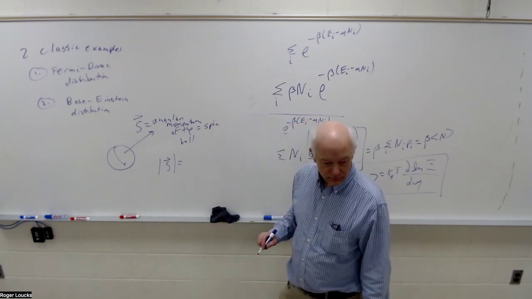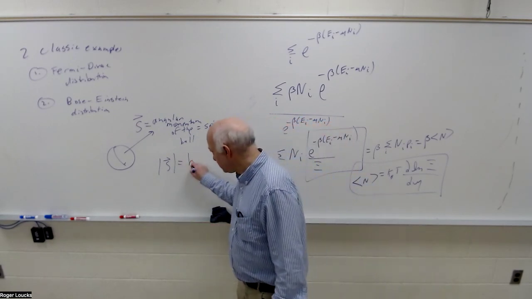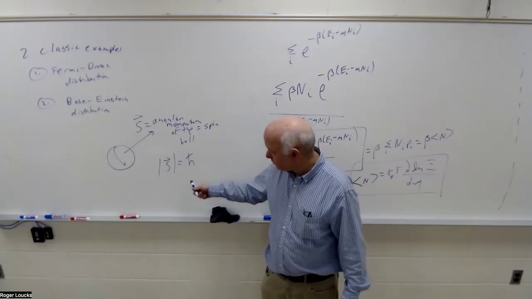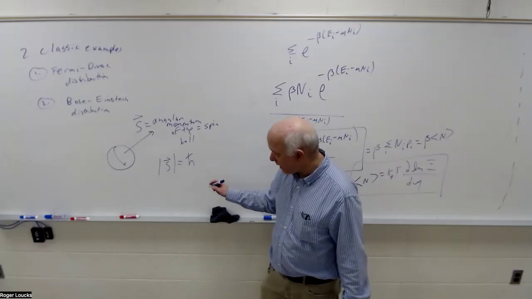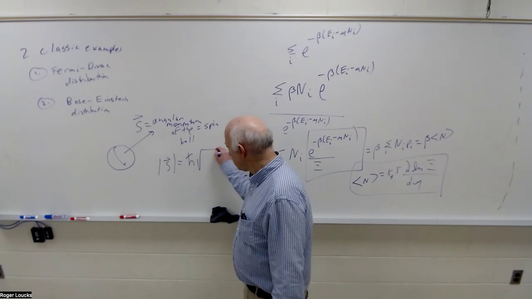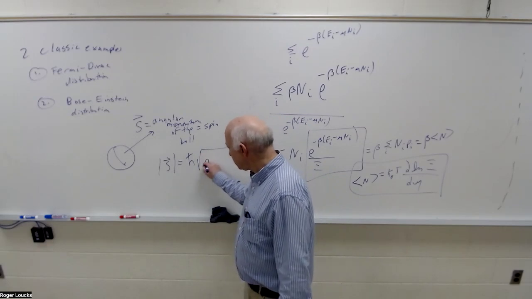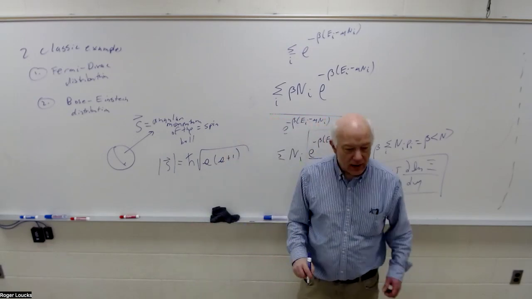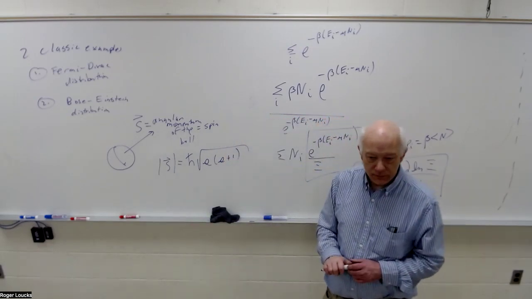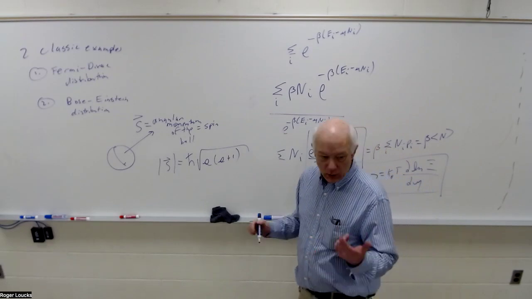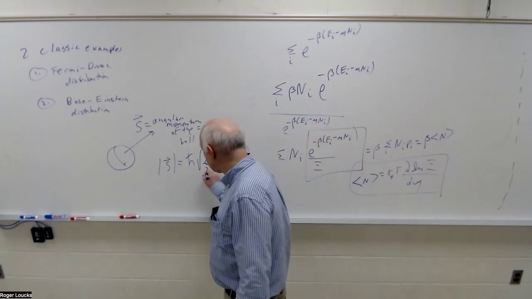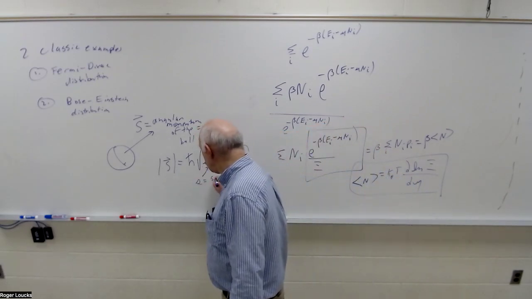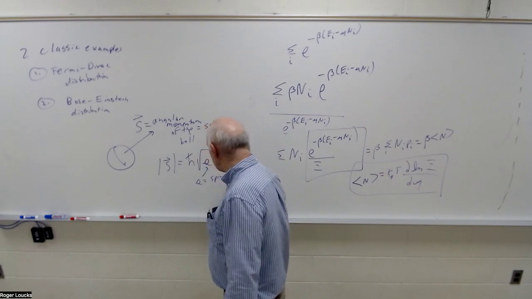It's script H bar, which is what? H over 2 pi, Planck's constant over 2 pi, times the square root of script S times S plus 1. And that script S is called the spin quantum number. So it's S here, the spin quantum number.